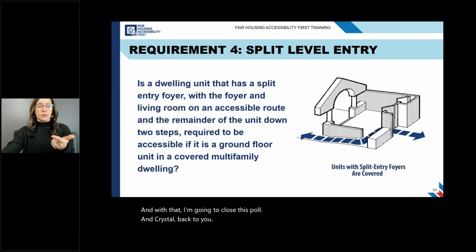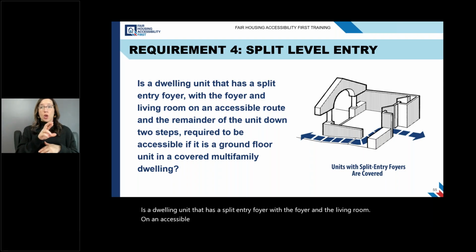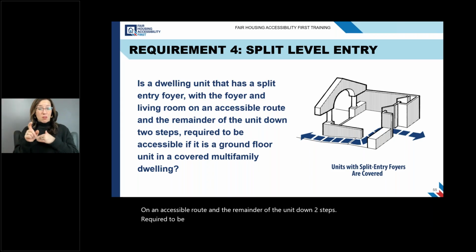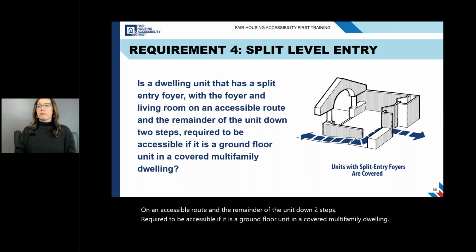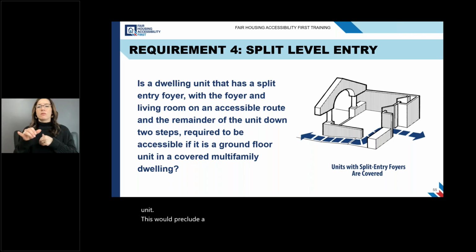Thank you. So we're still talking about requirement 4, but now we're talking about split level entry. And the question is, is a dwelling unit that has a split entry foyer, with the foyer and living room on an accessible route and the remainder of the unit down 2 steps, required to be accessible if it is a ground floor unit in a covered multifamily dwelling? Yes. Under requirement 4, there must be an accessible route into and through the dwelling unit. This would preclude a split level foyer unless a properly sloped ramp can be provided.